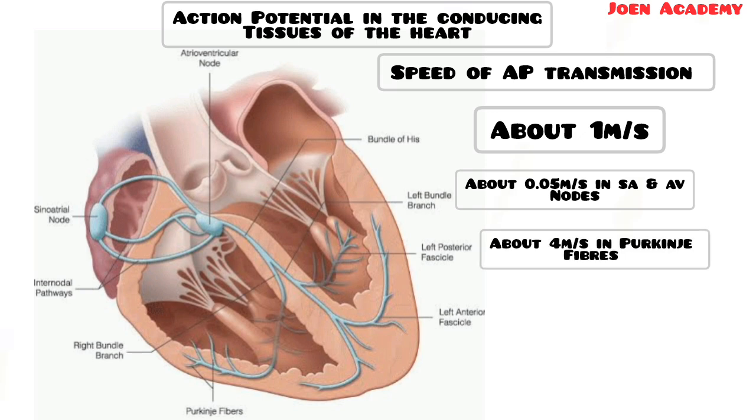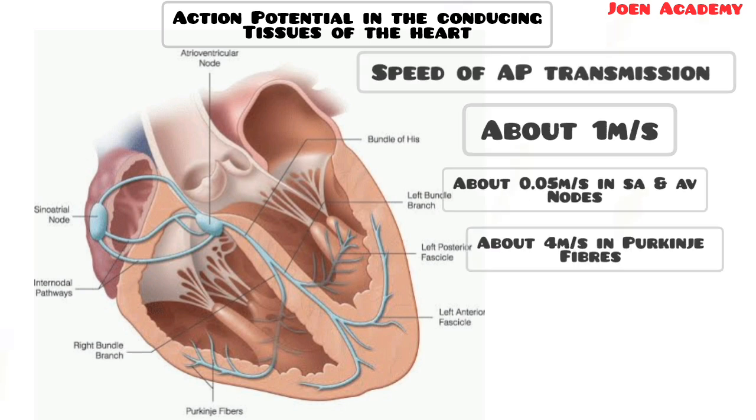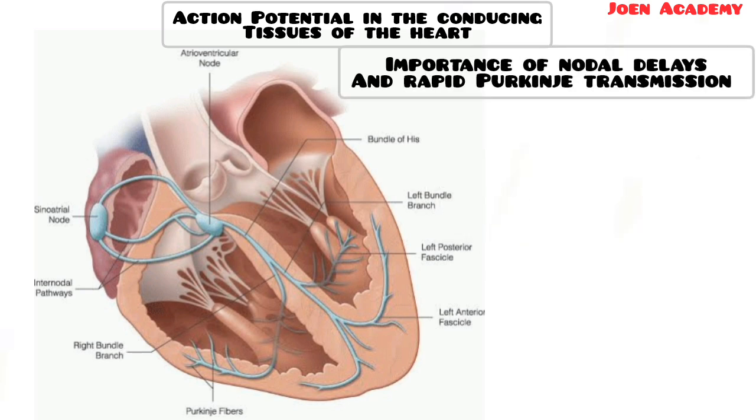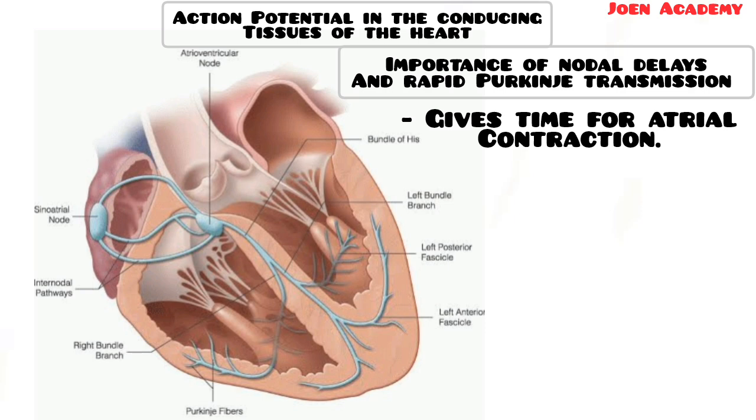The nodal delays and the rapid Purkinje transmissions are important for some reasons. One of the reasons is that since the AV node bundle of His complex is the only channel by which impulse travels from the atria to the ventricles, the delay in transmission at the AV node allows time for the atria to contract and empty their contents before the ventricles contract. This delay is shortened by sympathetic stimulation and prolonged by vagal stimulation.